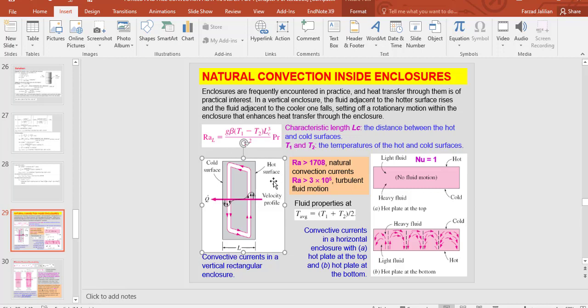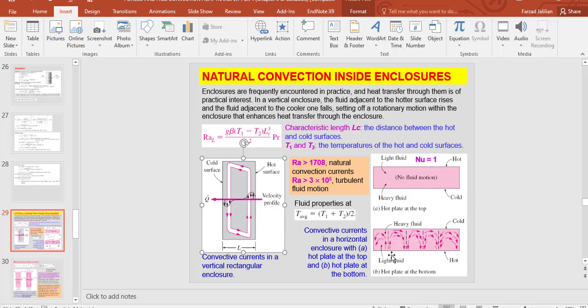So we can use this Rayleigh number to know if we have natural convection or natural heat transfer. Then we can use this Rayleigh number again to know if the fluid flow is laminar or turbulent. And to find this, beta, if you remember, was equal to 1 divided by T, or temperature. So that T should be T average, which is T1 plus T2 divided by 2.